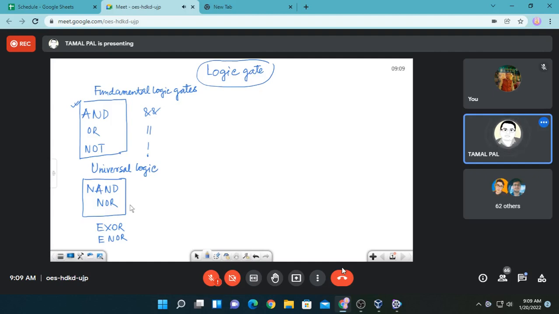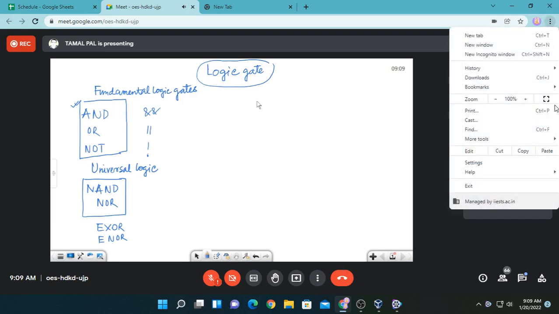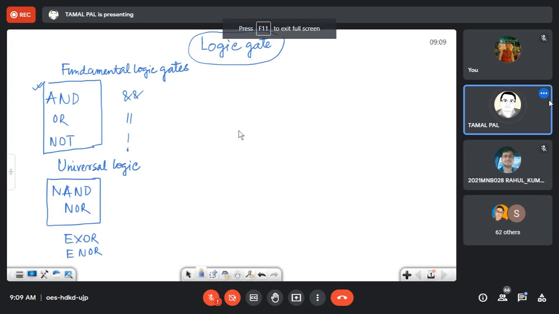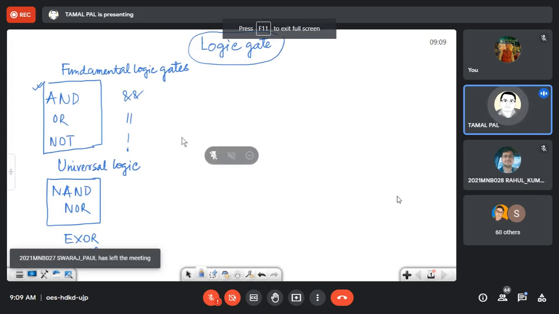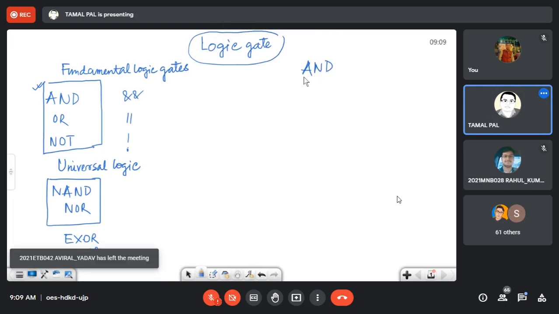Other types of it. Okay. Now, what are their operations? We'll study one by one. Let us first start with AND gate. The symbol for AND gate is like this.